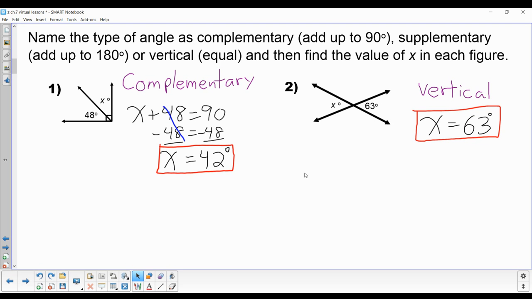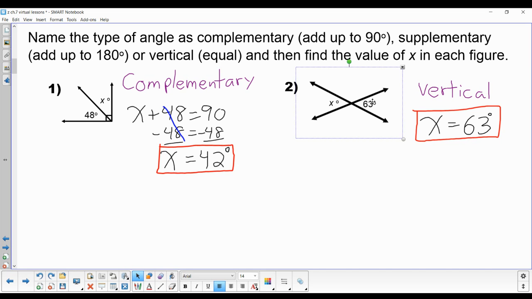So a little review. If the two lines make a straight line, for example, if the 63 had been up here, that would be a straight line. That would have been supplementary, but it's not. So your two angles will either add up to 90 and be complementary, or add up to 180, which does not happen in either of these, then it is supplementary. You add them up and make them equal to 180. The math would look just like the math for complementary angles, except it'd be 180. And if they are across from each other with lines crossing, then they are vertical.